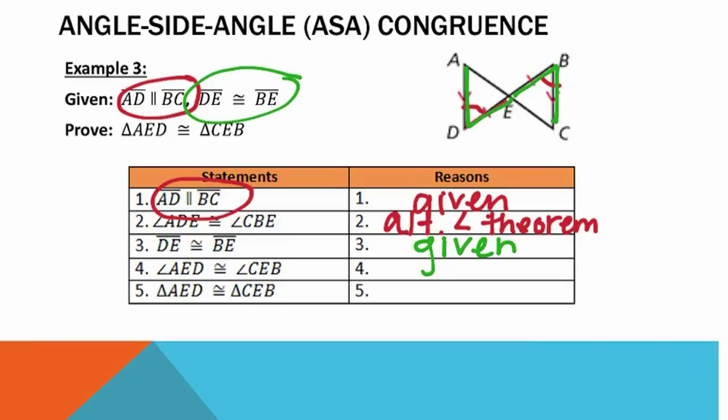And number 4 states angle AED is congruent to CEB, and we know this because of the vertical angle theorem. So these are what tells us that triangle AED is congruent to triangle CEB by angle, side, angle.